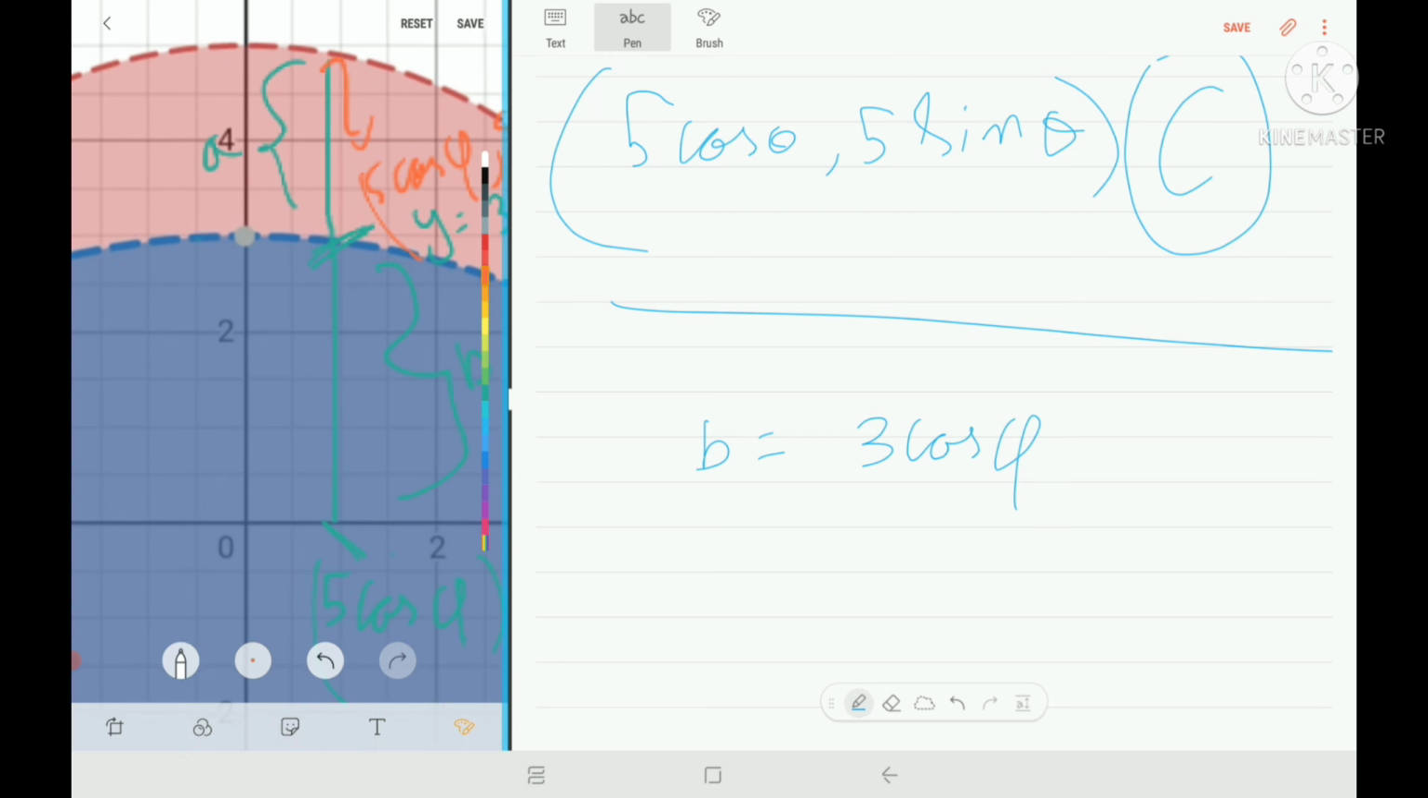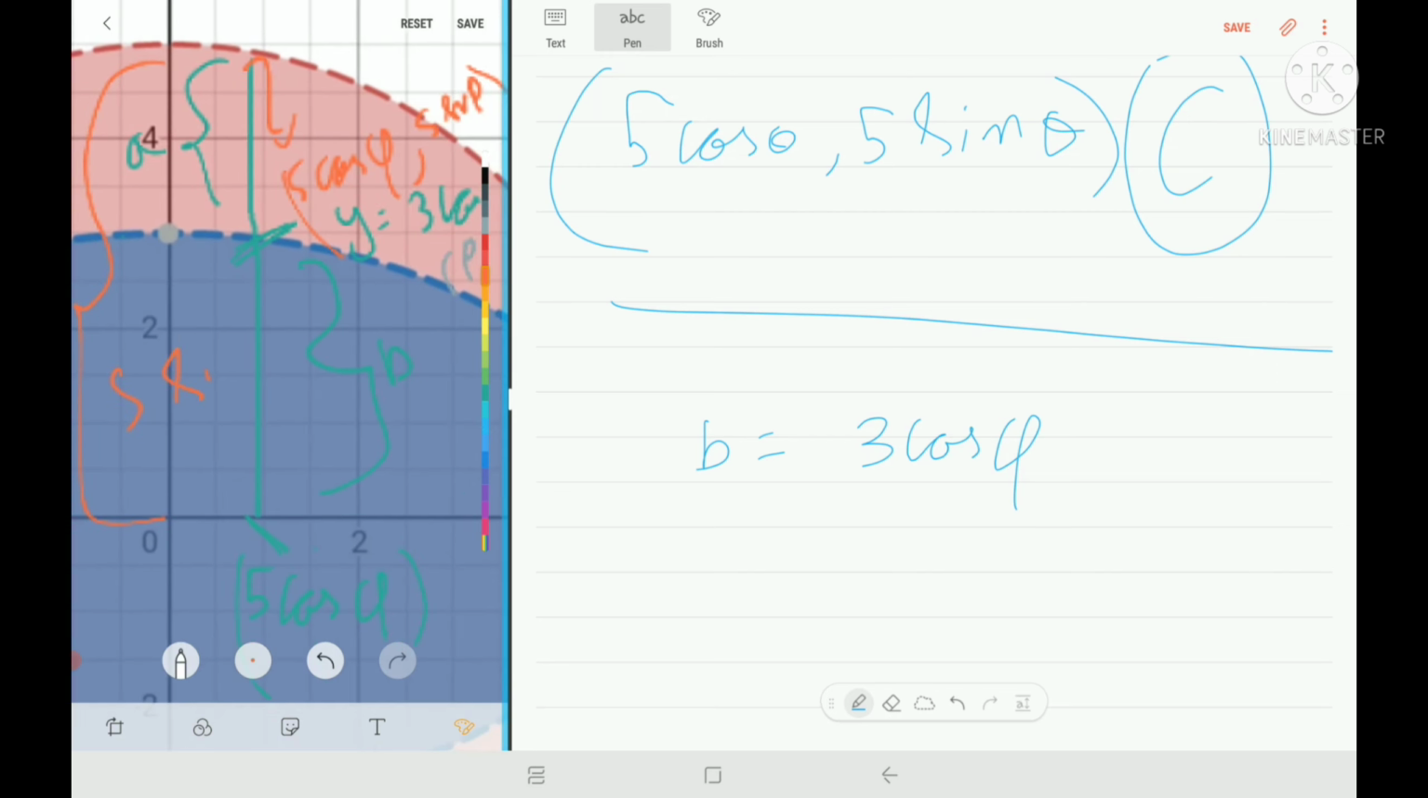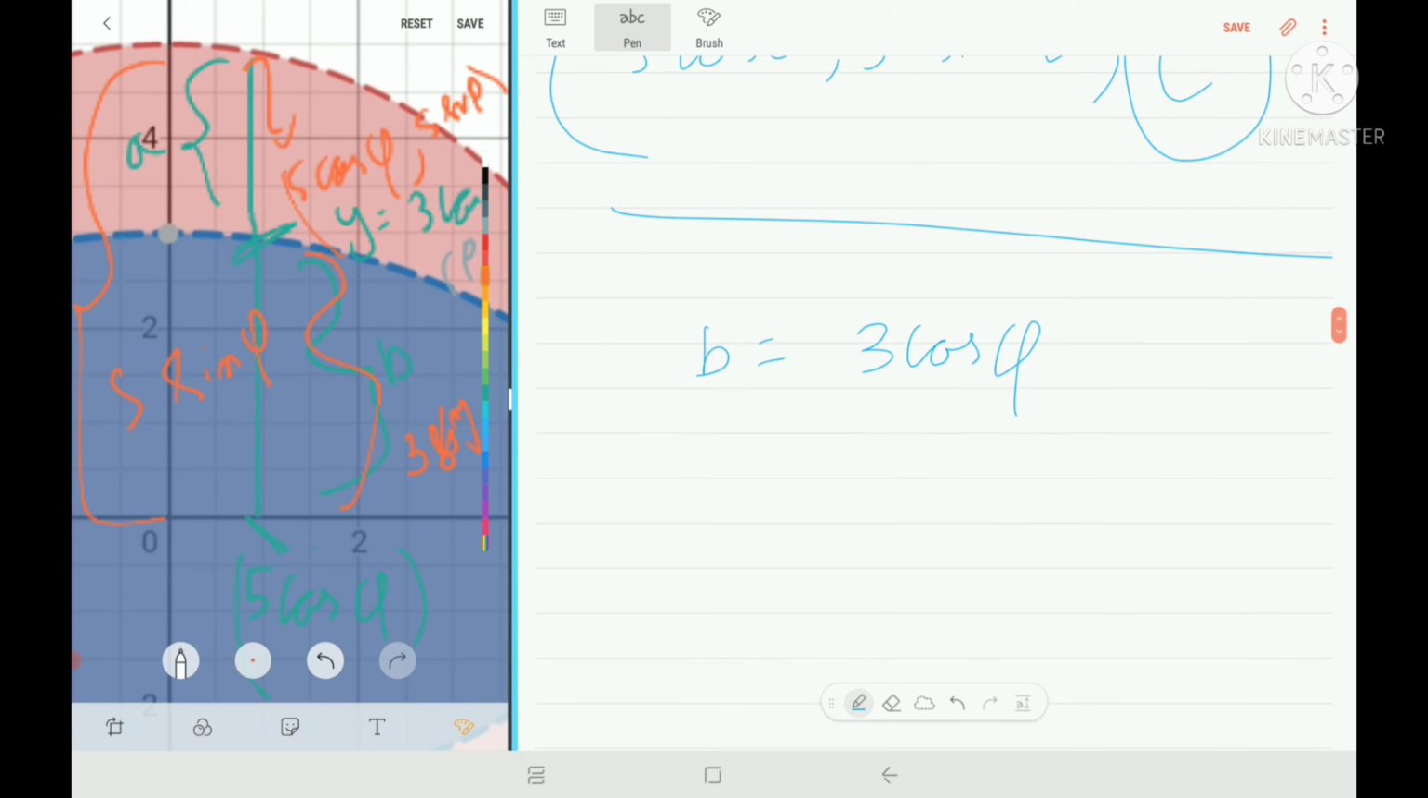So as a whole, this distance is 5 sine phi, and this distance is, as I've written, sorry, 3 sine phi. So to find the value of a, we can just subtract those and take the modulus. So we will get the value of a as 2 sine phi.